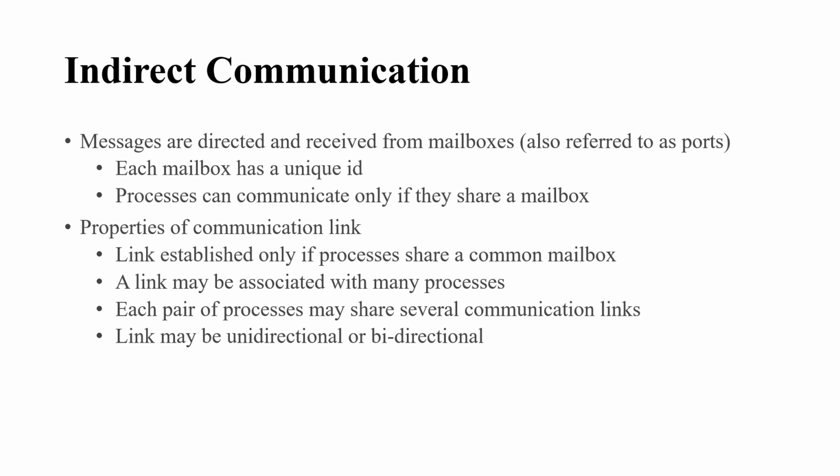In indirect communication, messages are directed to and received from a mailbox. Each mailbox has a unique ID. Processes can communicate only if they share a mailbox. Here, properties of communication links are: first one, links are established only if processes share a common mailbox. Second, a link may be associated with many processes. Third one, each pair of processes may share several communication links. Finally, a link may be unidirectional or bidirectional.